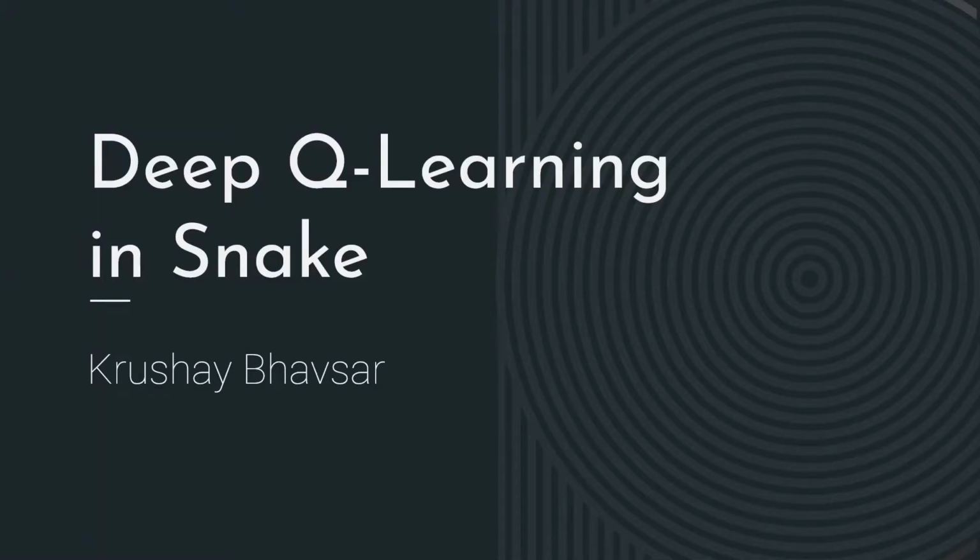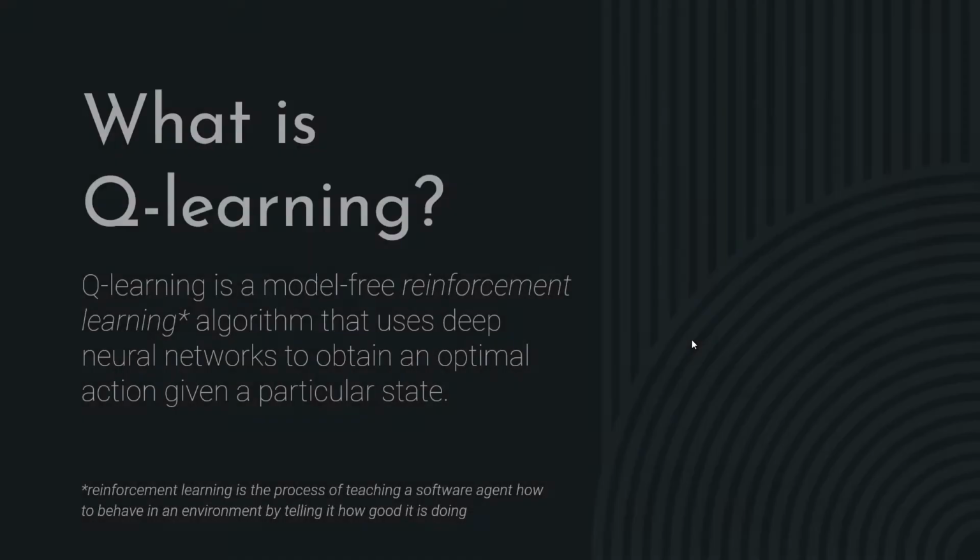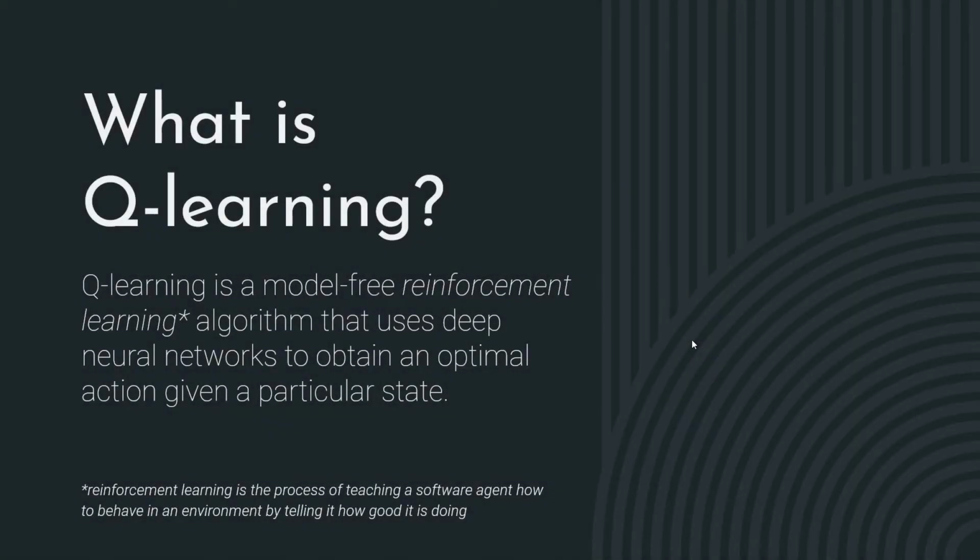Hey everyone, I'm Krishu Bhavsar, and I'll be talking about a project I've been working on that involves implementing deep Q learning in the game of Snake. So first of all, what is Q learning? In a sentence, Q learning is a model reinforcement learning algorithm that uses deep neural networks to obtain an optimal action given a particular state.